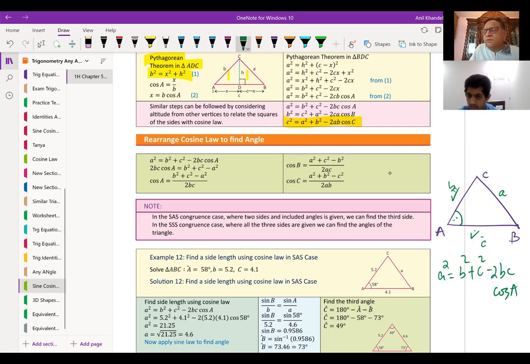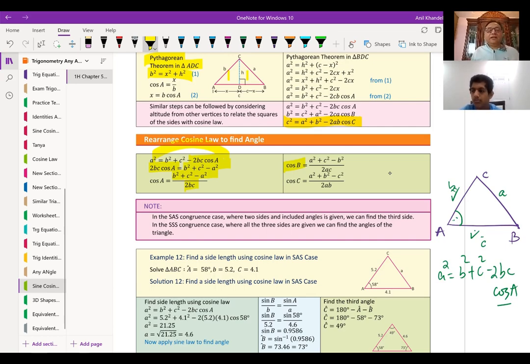You could always rearrange this formula to find other sides, but you could also rearrange it to find the angle. Bringing 2bc cos A to the left side, and a squared to the other side, I get 2bc cos A equals b squared plus c squared minus a squared. We are trying to isolate cos A as the subject. So cos A is (b squared plus c squared minus a squared) divided by 2bc. That means we can find the angle A also.